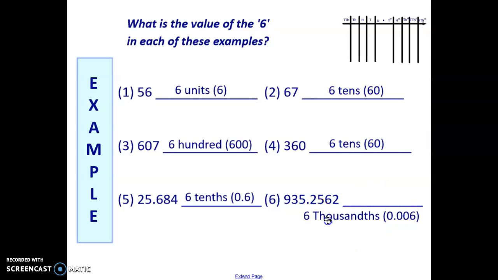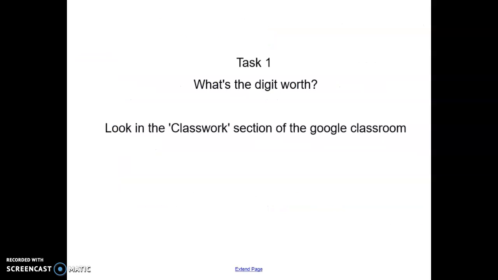Whew, some of those are a bit tricky. So we've had a look at some examples. Now I want you to have a go. In a second, I'm going to ask you to pause the video, and I want you to go into the classwork section of Google Classroom and find Task 1, What's the digit worth? And I want you to have a go at those questions.